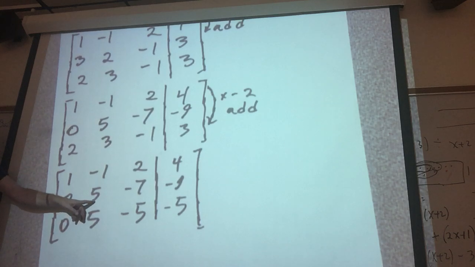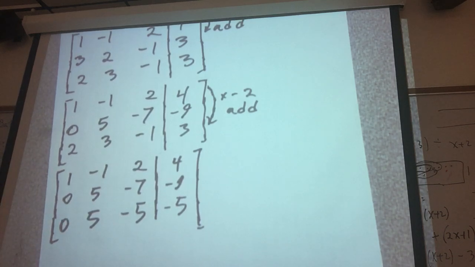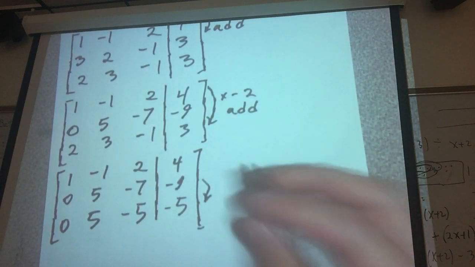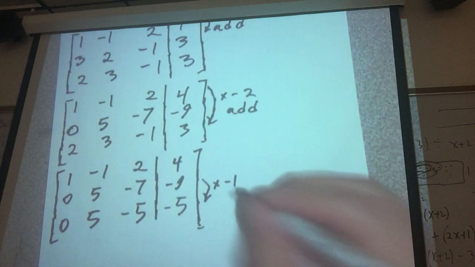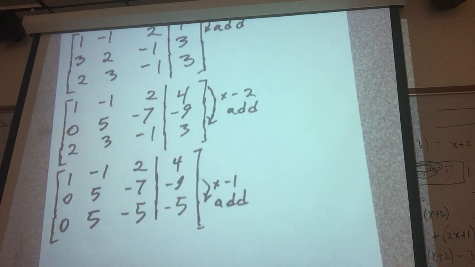To do that, I need to multiply this 5 by -1 and add downwards. So, we take the middle row and multiply by -1 and add downwards.